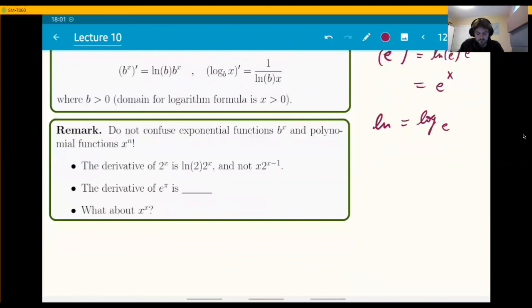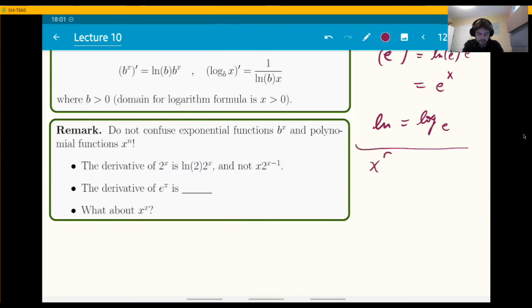In a polynomial function, it's downstairs. In an exponential function, it's upstairs. So the derivative of 2 to the x, that's an exponential function. According to the formula right here is ln of 2 times 2 to the x. It's not what you would get from the power rule, because the power rule is for x raised to something. All right.